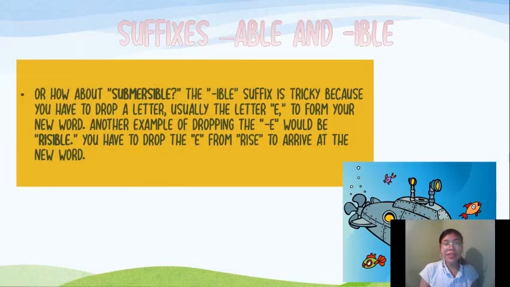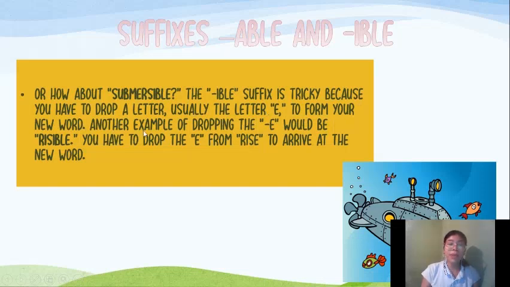Here we have suffixes able and ible, but let's check out these words now with the suffix able. Or how about submersible, ible. The able suffix is tricky because you have to drop a little letter, usually the letter E, okay. So we're going to take out the letter E out of the words to form the new word.